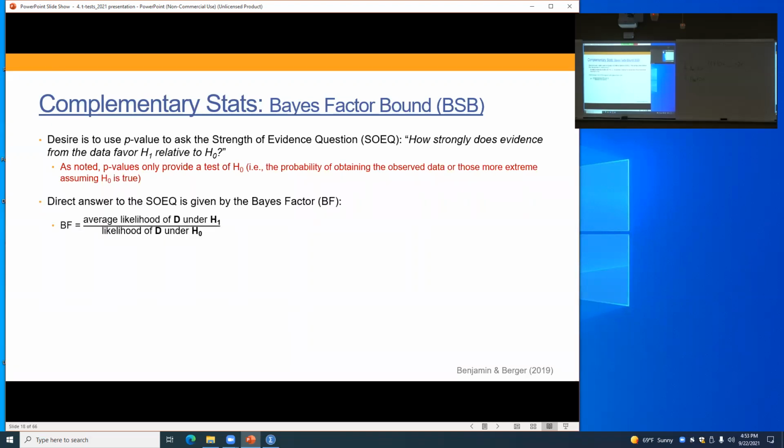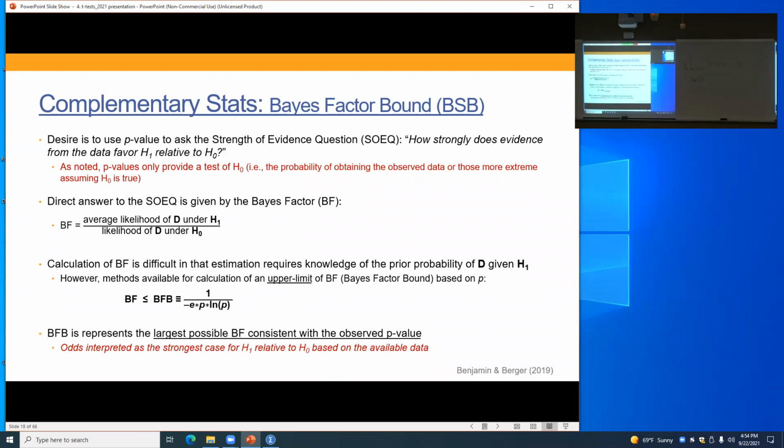When we start to get into Bayesian statistics, that's where we start directly answering this strength of evidence question with our Bayes factor. Now, we're not going to get into Bayesian statistics because I can't, because I don't understand it, because I've never tried to go through and do things. But what we're wanting to do here is look at the average likelihood of the data under the alternative hypothesis versus the average likelihood of the data under the null, right? And this is going to give us an odds ratio, okay? Calculation of our Bayes factor.